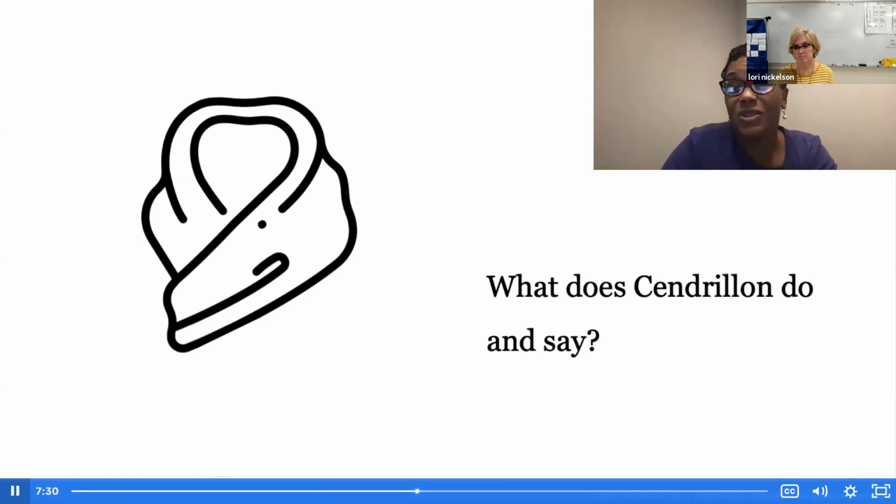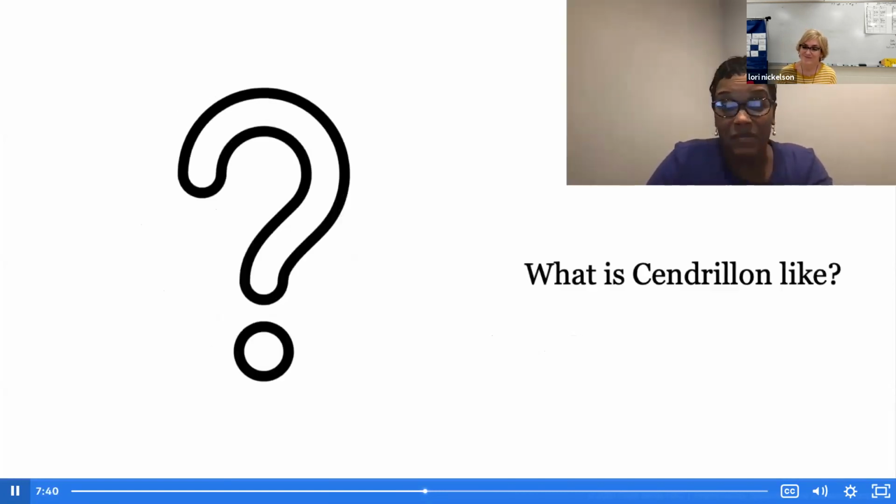Now, what I'd like you to do is act out what Cendrillon is doing and saying in this part of the text. Are you ready? Act it out. Okay, so on page 36, the text tells us that Cendrillon does not want to use magic to look rich or more beautiful. She wants Paul to see her in her regular clothes.